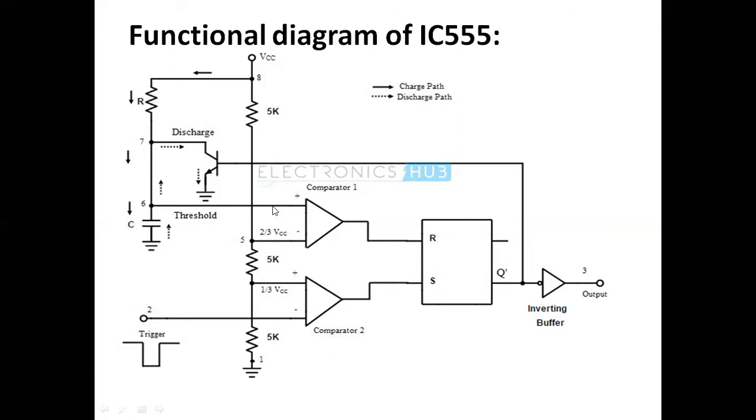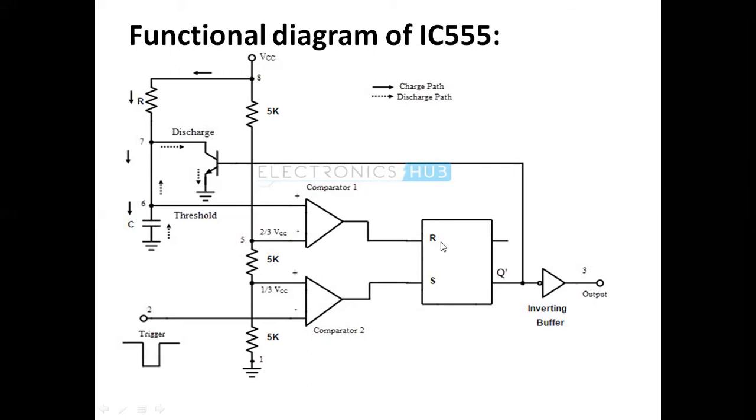So at the non-inverting terminal, when the capacitor voltage is greater than 2 by 3 VCC, we have more voltage compared to the voltage at the inverting terminal. That means the voltage at the non-inverting terminal is greater than the voltage at the inverting terminal, and the output will be plus VCC. That means the output of comparator 1 will be high, so it resets the flip-flop.